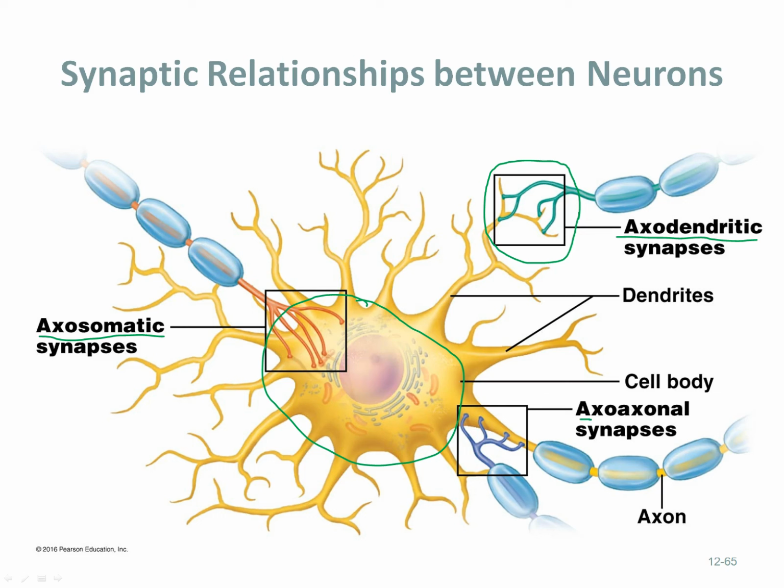And finally, axo-axonal synapses are when the presynaptic axon synapses right along the postsynaptic axon. And we can have this either near the axon hillock, or we can see the axo-axonal synapse where the axon of the presynaptic neuron synapses down near the axon terminal of the postsynaptic axon.